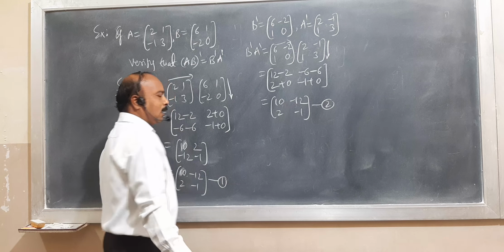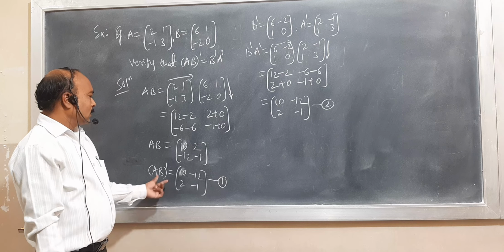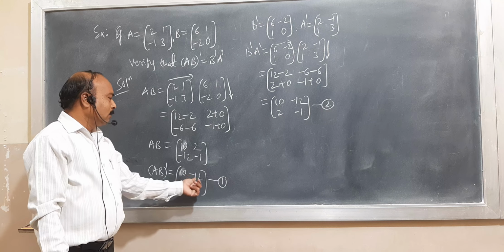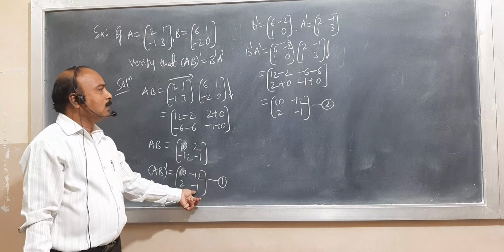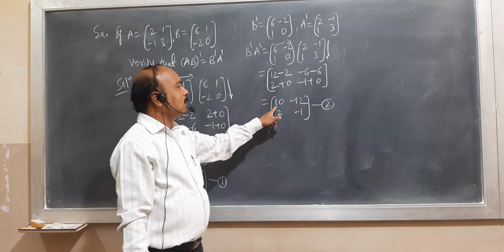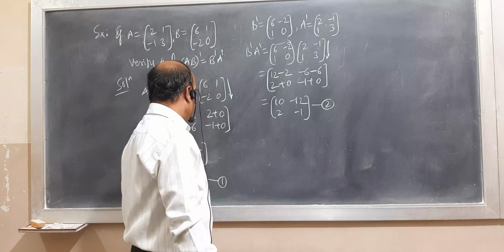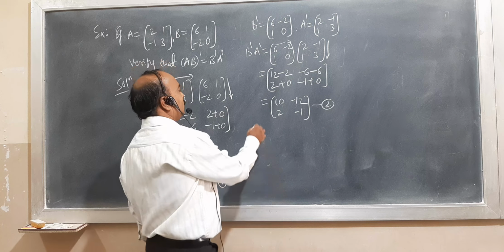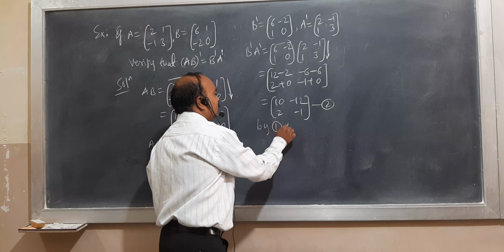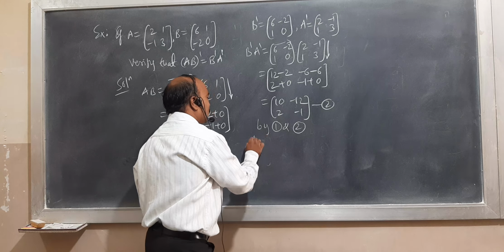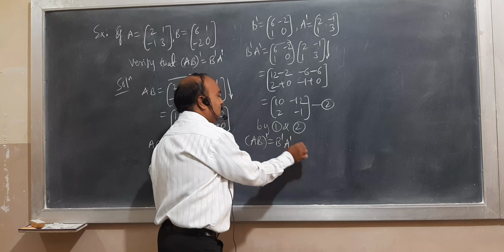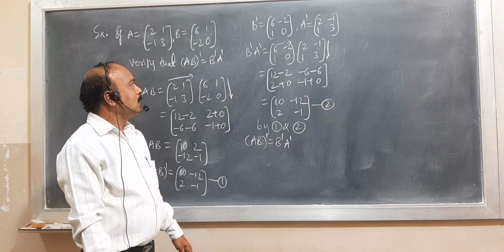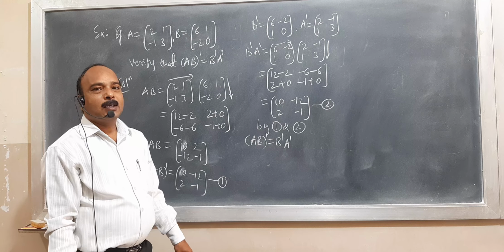Now from 1 and 2, what you observe here, (AB) whole dash is [10, minus 12, 2, minus 1]. Here B dash A dash also [10, minus 12, 2, minus 1]. Both are equal. Therefore, by 1 and 2, we conclude that (AB) whole dash equal to B dash into A dash. It is verification of the result.